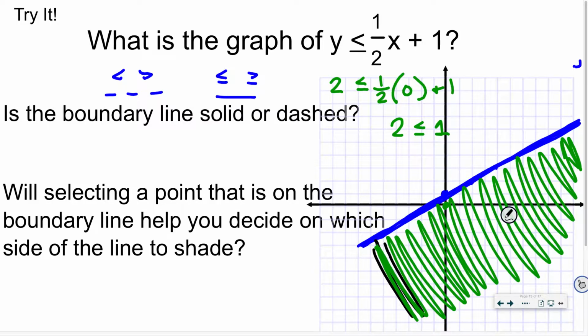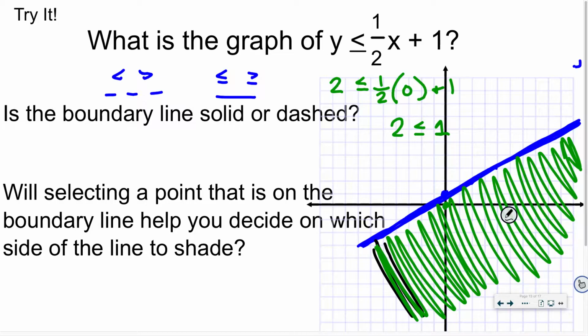So let's summarize the biggest differences between graphing an equation and graphing a linear inequality. What are the biggest differences right now? The line itself, good. If it's a dashed line or a solid line, that boundary line. And what else? Shade one side.